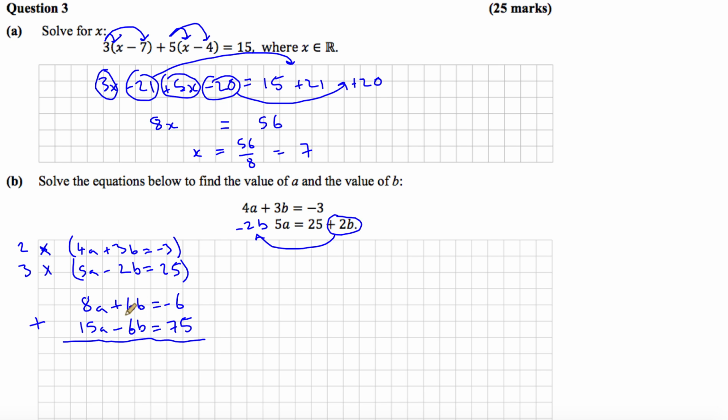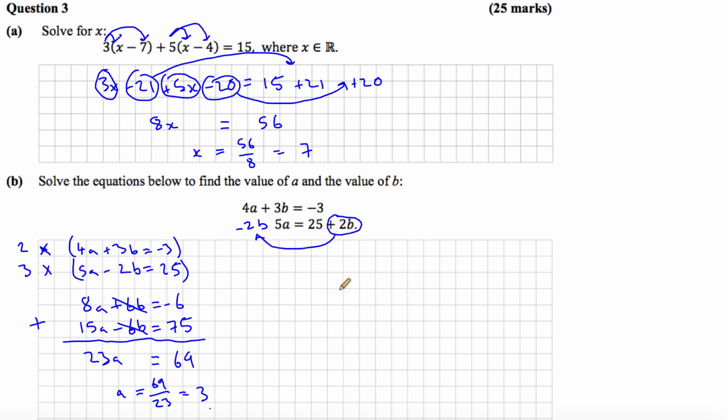So 8a plus 15a gives me 23a, plus 6b plus minus 6b, they eliminate each other. And then I've got minus 6 plus 75 over here, which is 69. So 23a is equal to 69. That means that a is equal to 69 divided by 23, which is 3. So there's my answer for A.